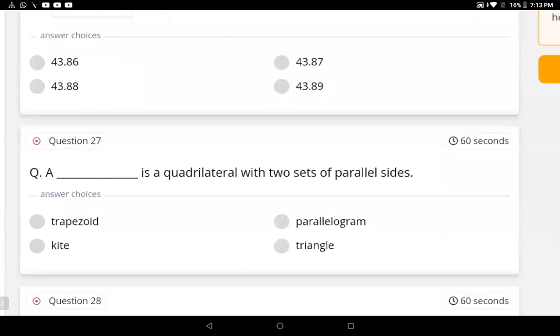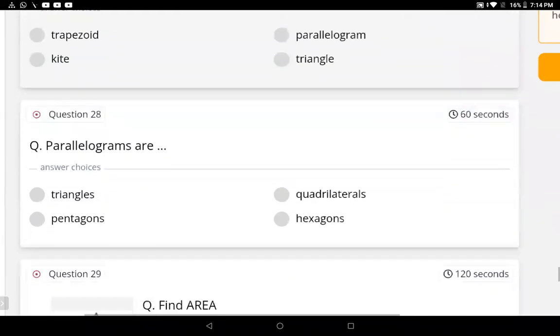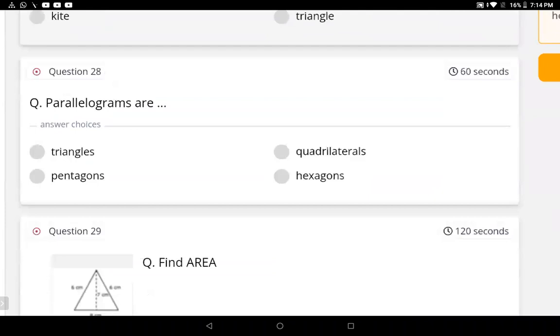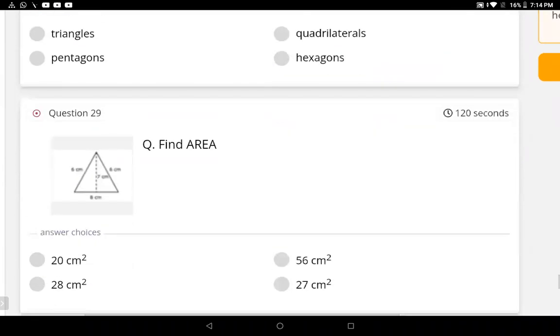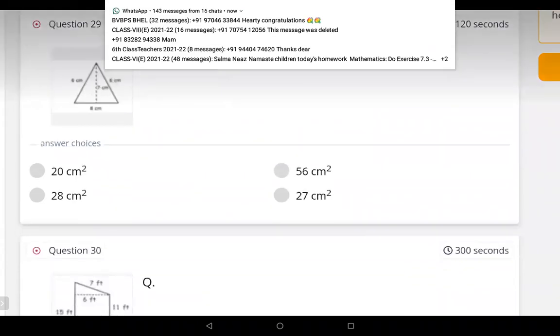Please go ahead. Now, dash is a quadrilateral with two sets of parallel sides. Two sets of parallel sides: parallelogram. Parallelograms are dash quadrilaterals. Quadrilaterals. Very good. Next, find the area, half base into height. Very good. Even you can go with that. Base value you know, height value you know, so you can go with half base into height.